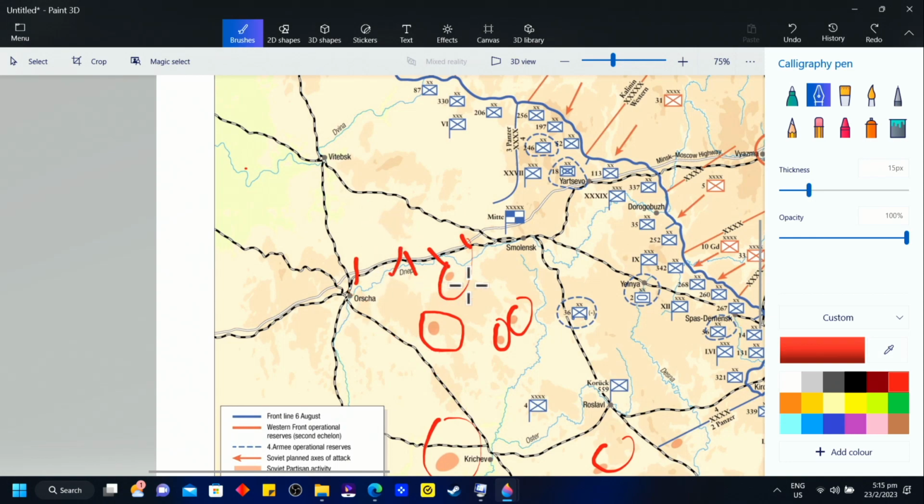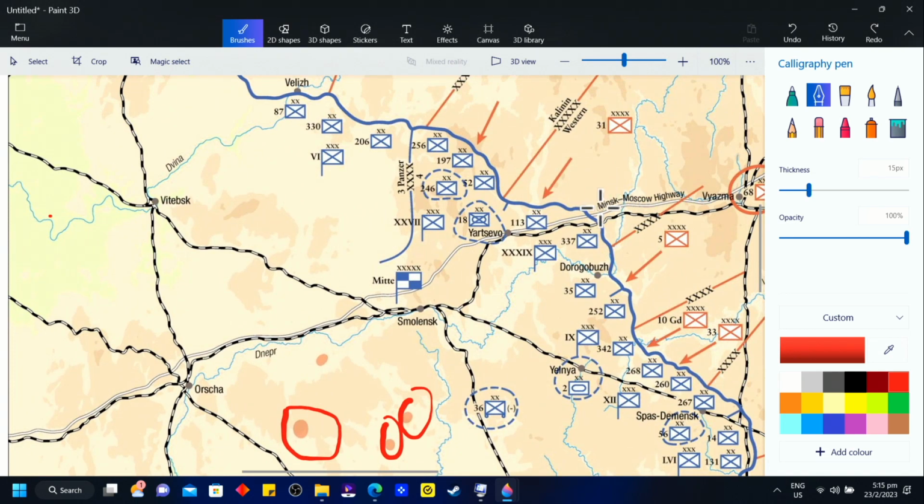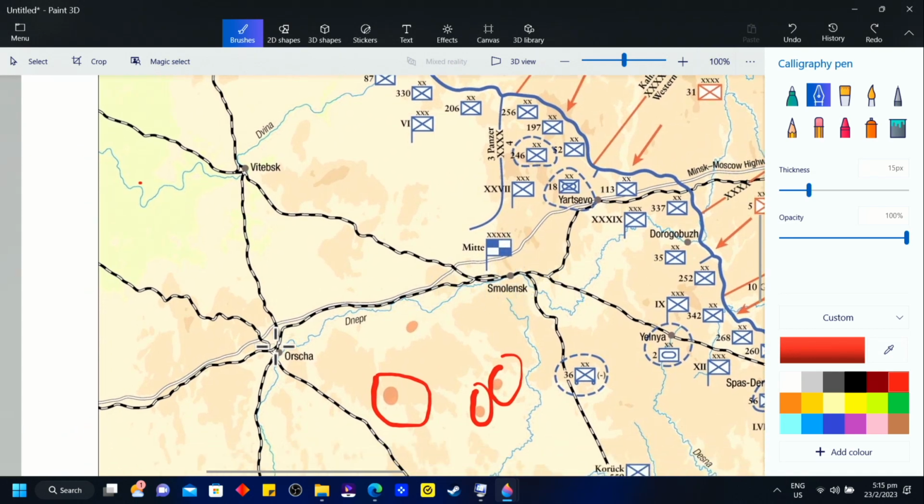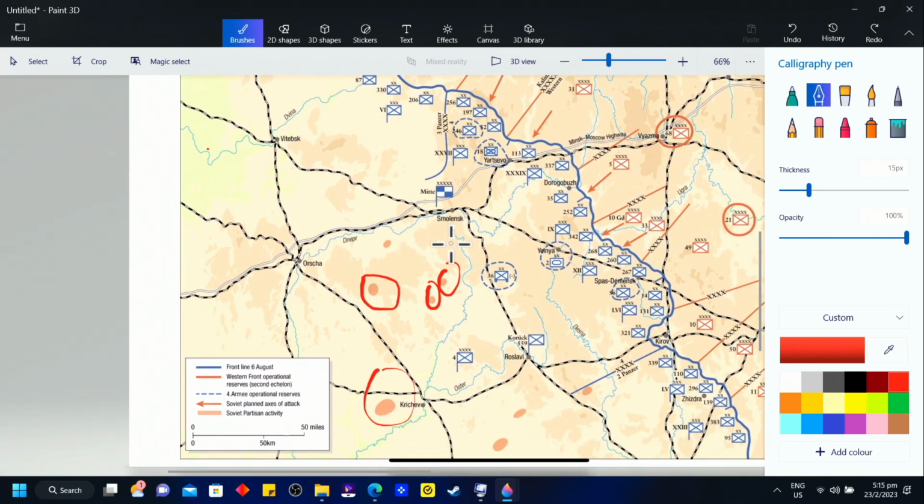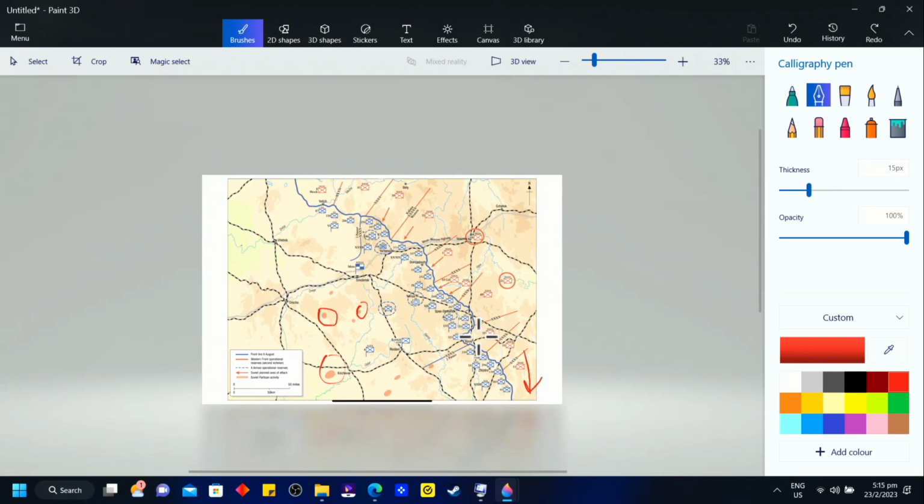Some of the important lines of communication were the Minsk-Smolensk highway around here, and then there's a route from Smolensk to Orsha, Vitebsk.